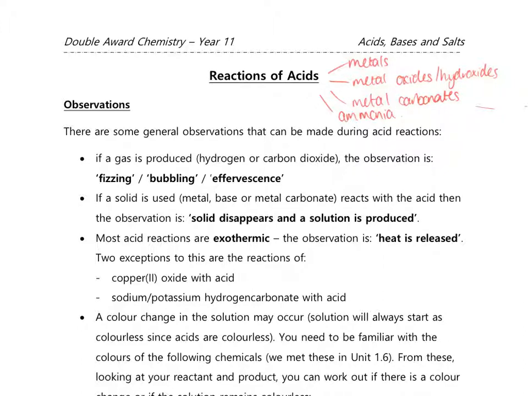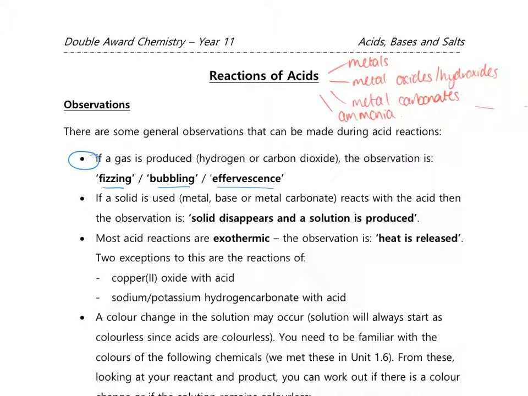So this is probably easiest looked at in this first example in the first bullet point. If you have a gas produced in your reaction, then you will observe fizzing or bubbling or effervescence. You can refer to any of those, but you'd only get 1 mark. You wouldn't get 3 marks for saying fizzing, bubbling and effervescence, because they all mean the same thing. And that's because you've got a gas being produced in a solution, so obviously you're going to see bubbles rising up.